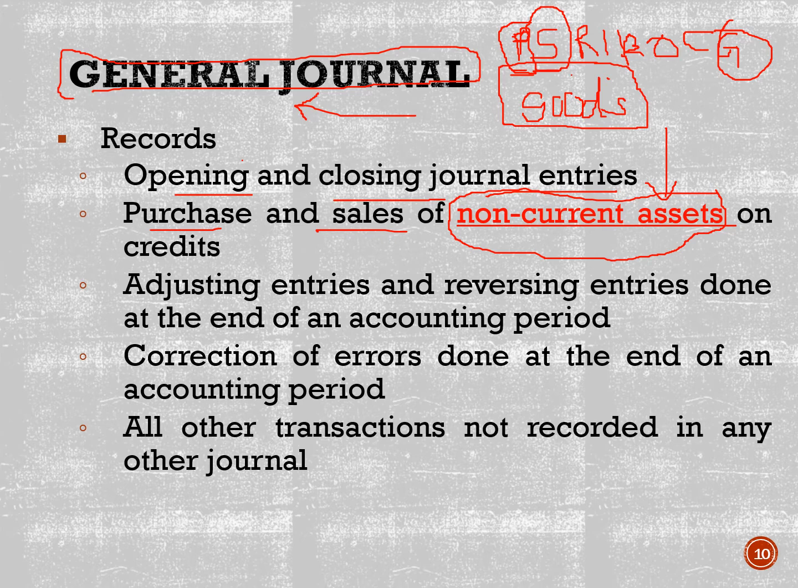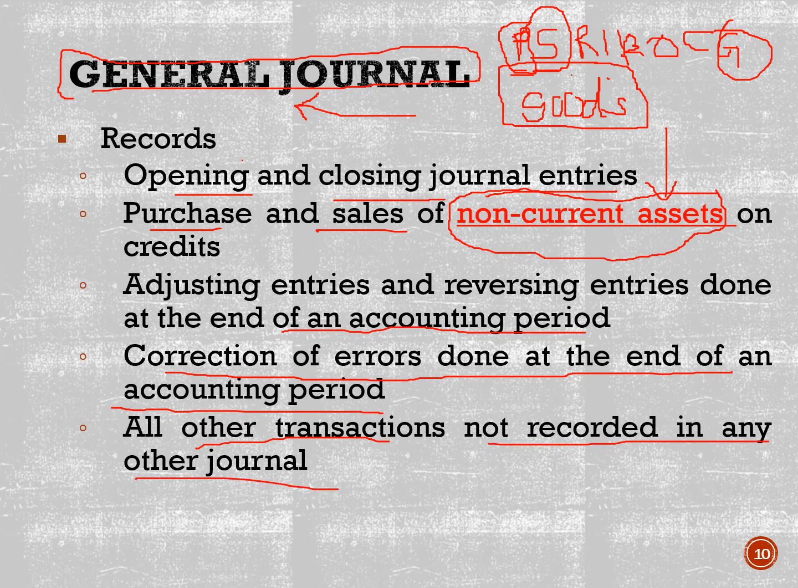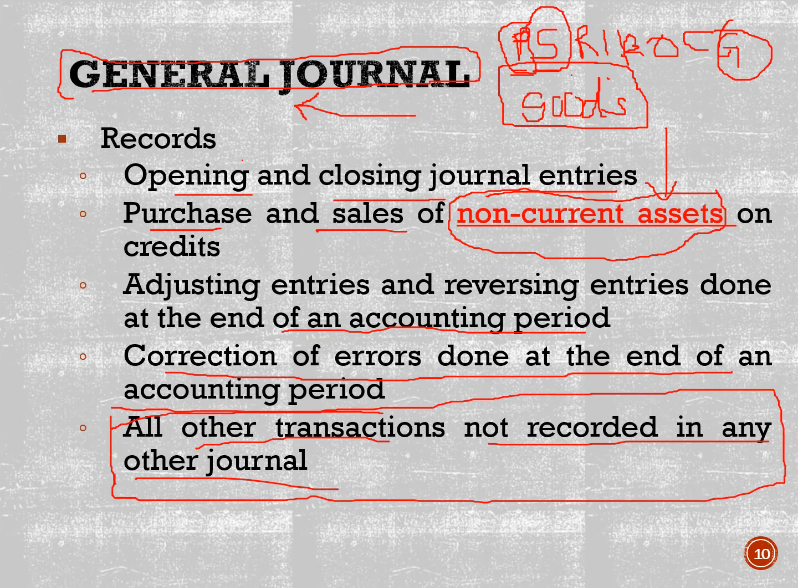Okay, so adjusting entries and reversing entries done at the end of the accounting period, correction of the error done at the end of an accounting period, and all other transactions that are not recorded in any other journal. So this one is related lah, apa-apa catatan yang tak berkaitan dengan purchase, sales, return inward, return outward, cash and cash, dia kena letak dalam general journal.